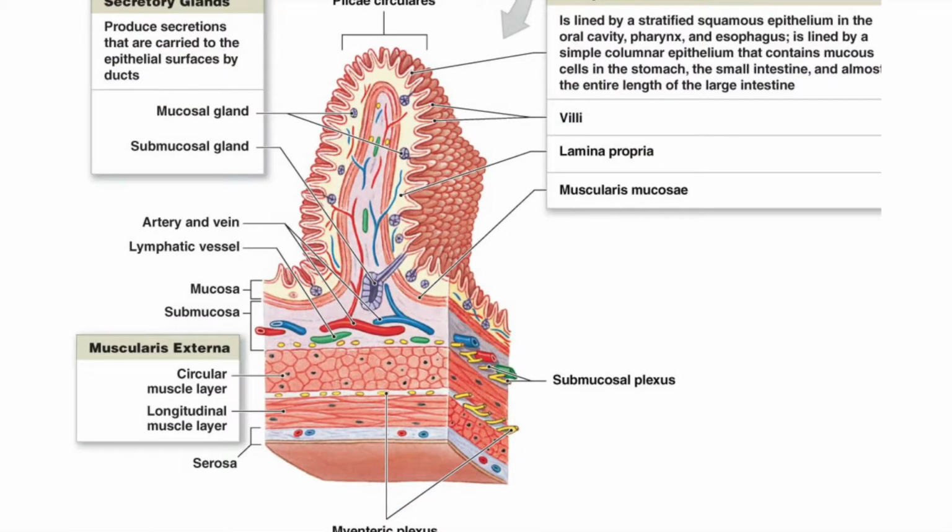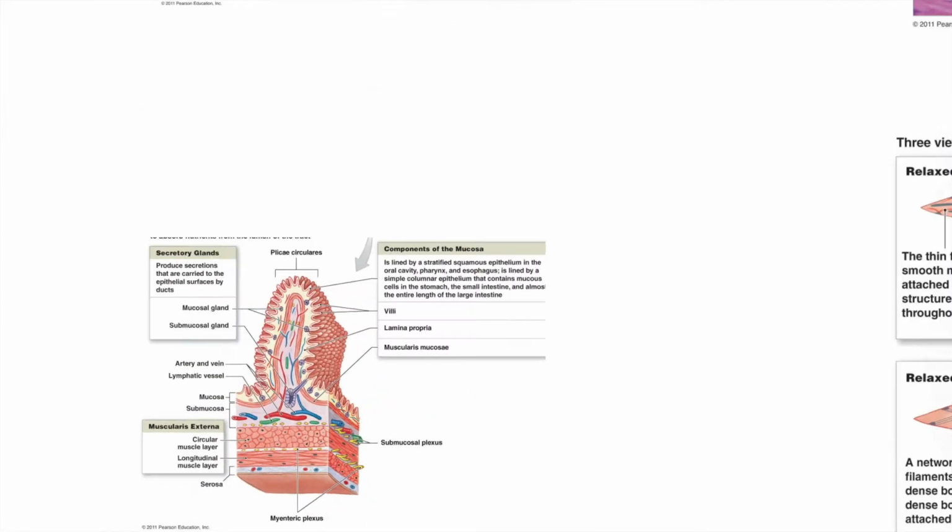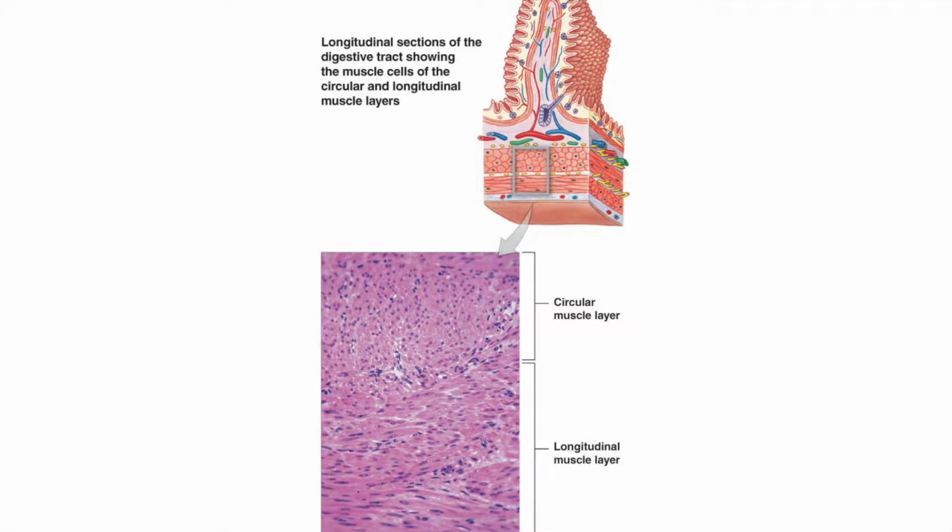If we look closer at the inner lining, this is called the mucosa. It's a mucous membrane, so it will have mucus glands. Here's some mucus glands that help to lubricate the digestive tract, and it's also for protection. It often contains villi like you see here, and that increases the surface area for absorption. And here's another look at the villi.